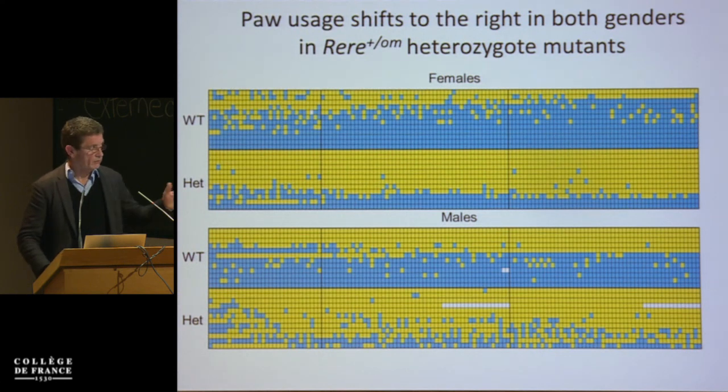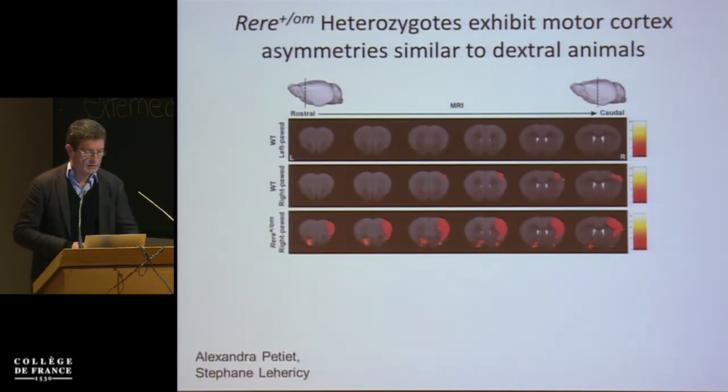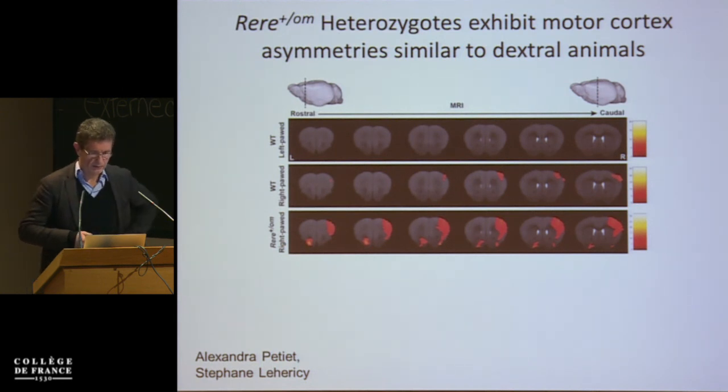And so far, the defect that we see is this slight shift of the motor cortex, which would be consistent with a slight increase of the FGF gradient on this side, which is exactly what we see in the somites. And then we teamed up with Alexandra Petier and Stéphane Le Hérissi here at the Institut du Cerveau et de la Moelle in Paris, and looked by MRI at the cortex of a set of mice which have been phenotyped for the paw usage.